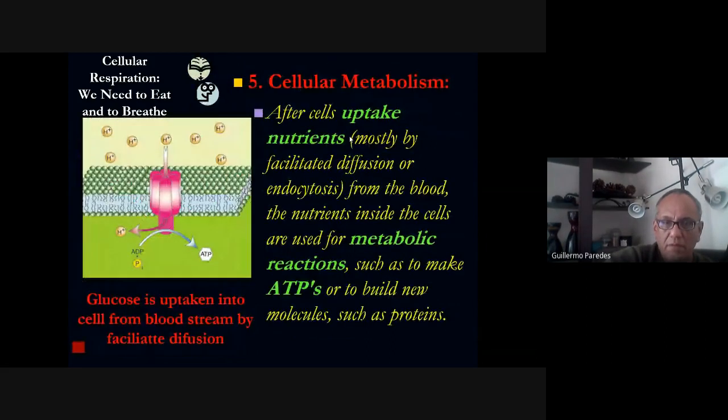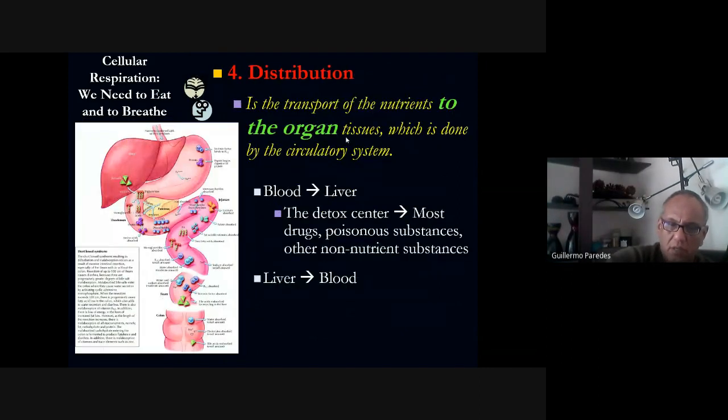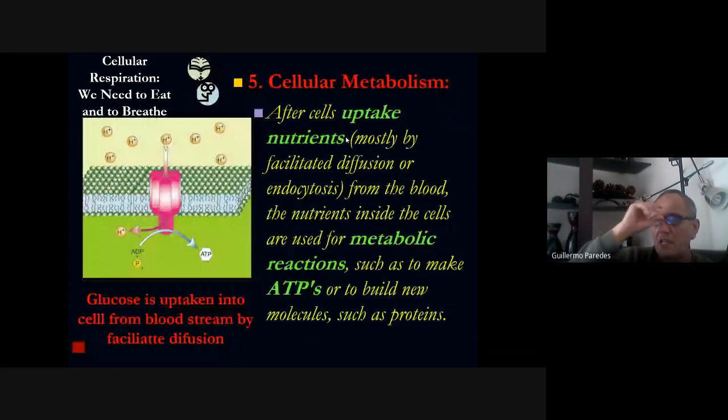Then we have the cellular metabolism. From the blood, they go to the cells. They are going to get into the cells. So getting into the cells is where the glucose is going to be passing the cell membrane and get into the mitochondria to produce the ATPs.